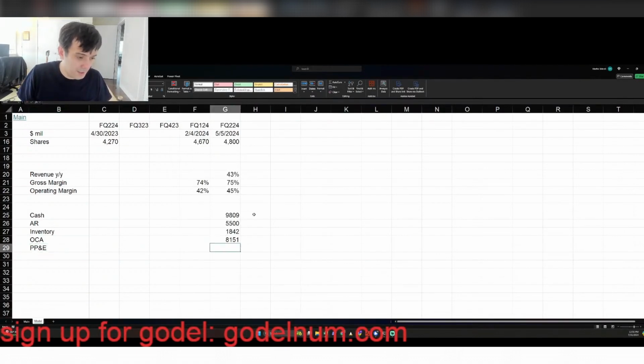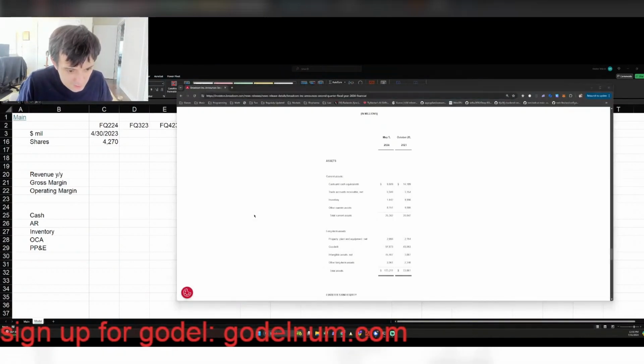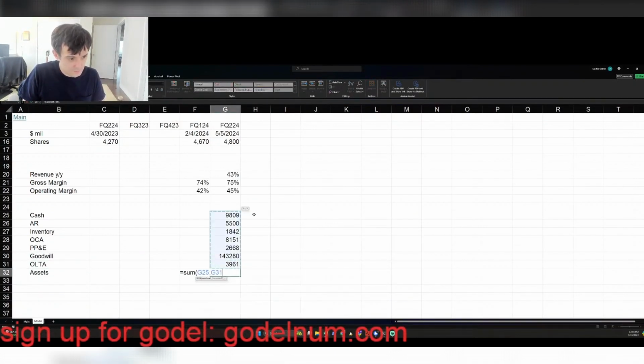PP&E is property, plant, and equipment. I actually thought Broadcom had more PP&E. Guess not. Goodwill and intangibles are a weird GAAP accounting thing. They don't really mean anything. And other long-term assets. So those are the assets of the company. And they sum to $175 billion.